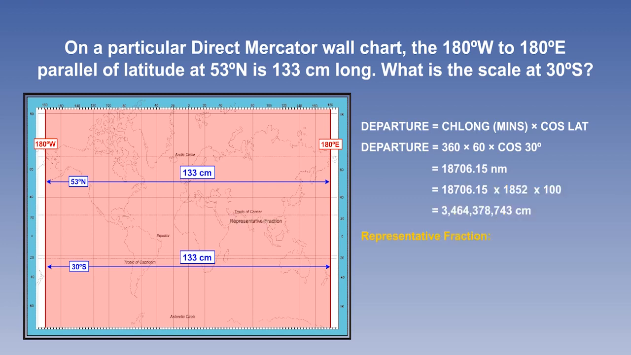Now find the representative fraction in the usual way. The scale is chart length over Earth distance. Chart length is 133 centimeters, and we've just found the Earth distance. So the answer is about 1 to 26 million.